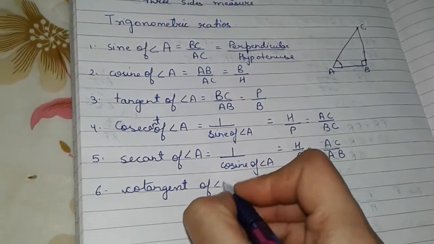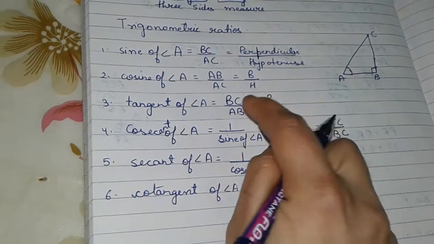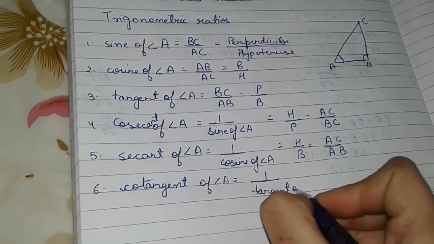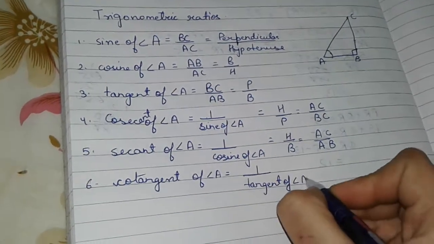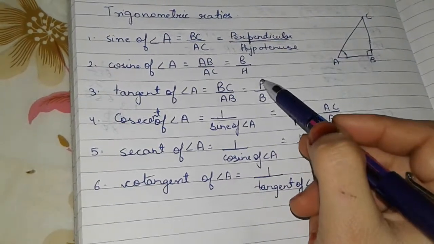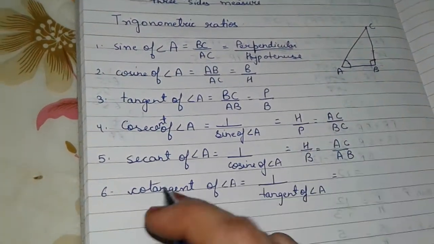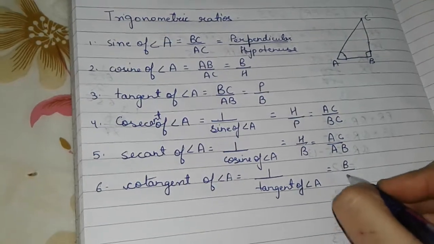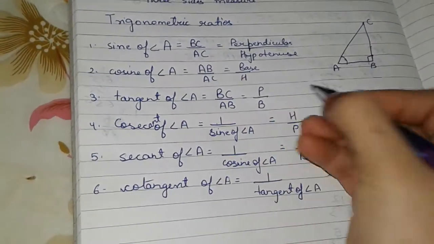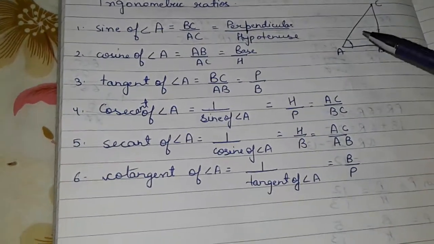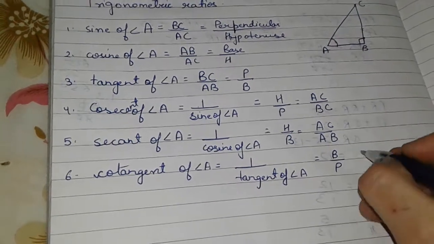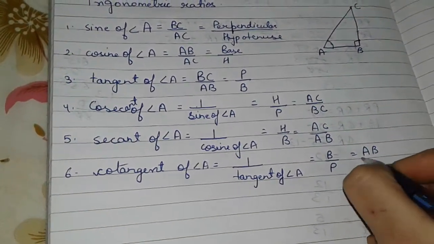Cotangent of angle A will be, cotangent is the reciprocal of tangent. 1 upon tangent of angle A. Tangent of angle A is perpendicular upon base. Now cotangent will be base upon perpendicular. I am using only the first letter. For angle A, base is AB and perpendicular is BC.